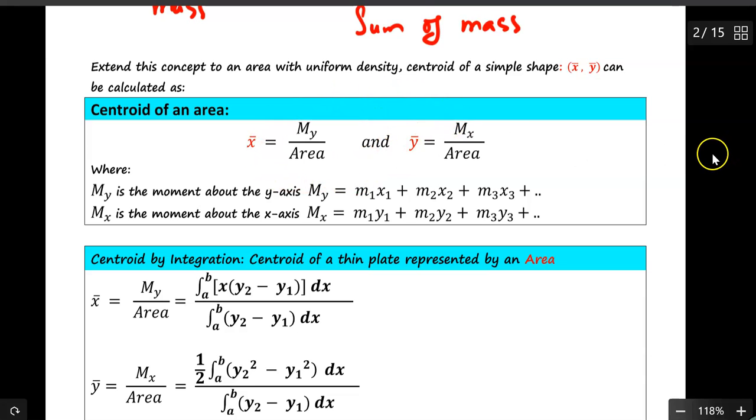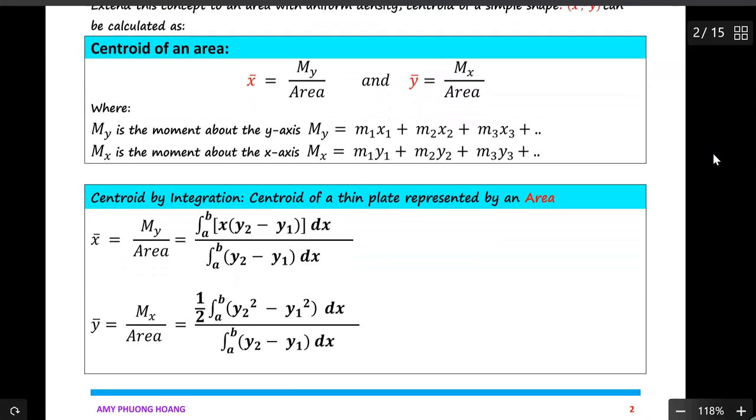Okay, so this is actually the area. But if we have an area that has various shapes, we have to use the concept of integration. So My divided by area in this case: My is calculated by the integral from a to b, which are your upper and lower limits on the x-axis, of x multiplied by y2 minus y1, as a function of x. And to find the area, it is the integral from a to b of the upper function minus the lower function, in terms of dx.